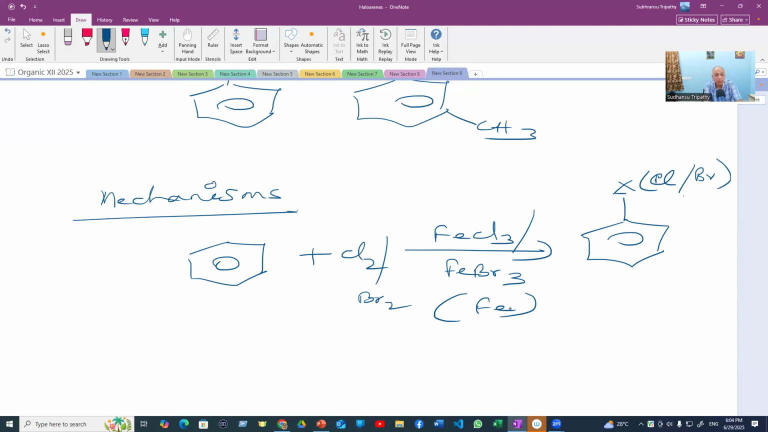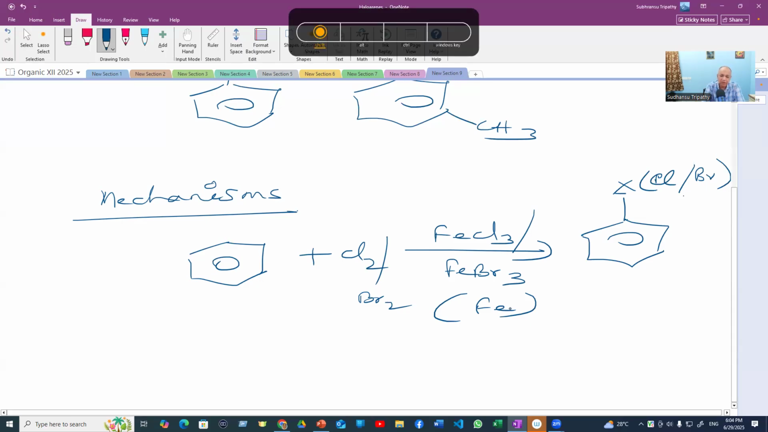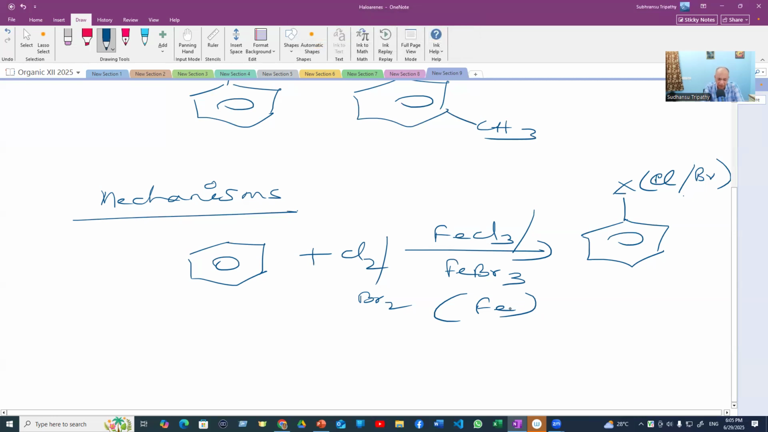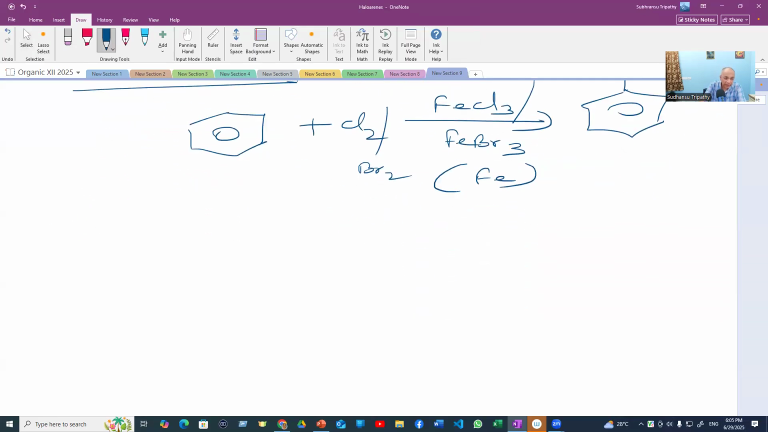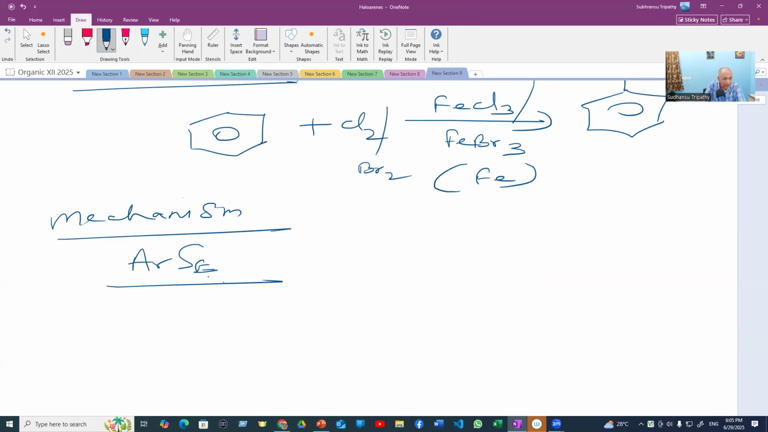I'll tell you how fluorobenzene is obtained from the other track, from benzene diazonium chloride, as well as iodobenzene is prepared through BDC, benzene diazonium chloride, and also other methods. We'll do that later. But this is ArSE. The mechanism that we studied and I would like to revise is ArSE, electrophilic substitution. And since it is common in benzene or aromatic compounds, often we call it ArSE.